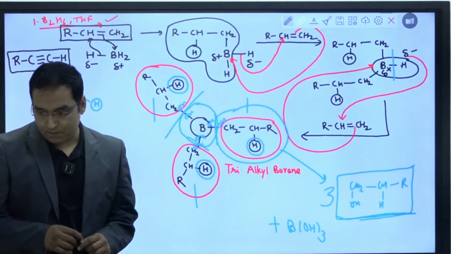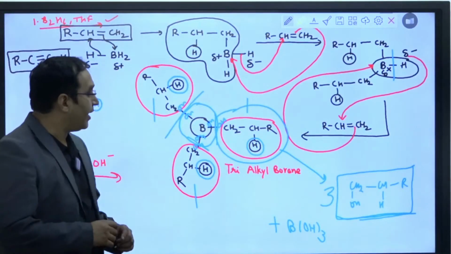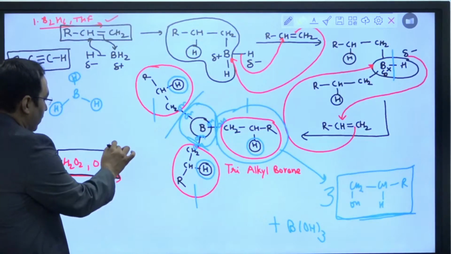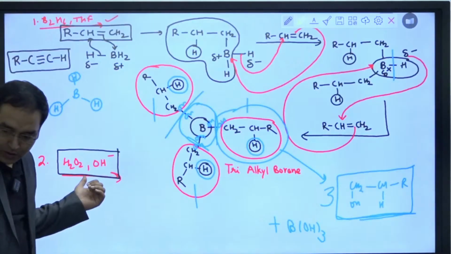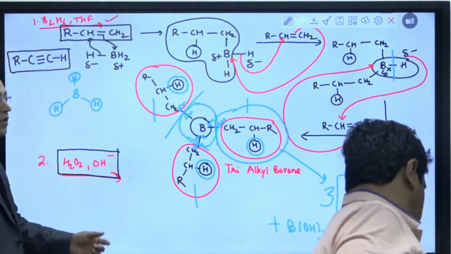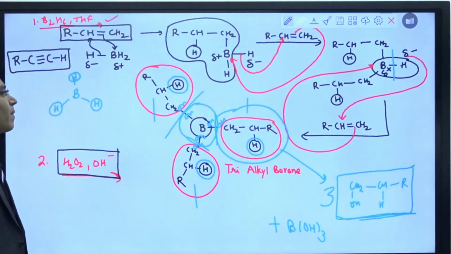So from where did this OH come? H2O to OH minus. We are giving H2O to OH minus, right? So this is the source of the reaction. Okay? Yeah, 3 units of alcohol and B(OH) whole thrice will form, and 3 units of alcohol.